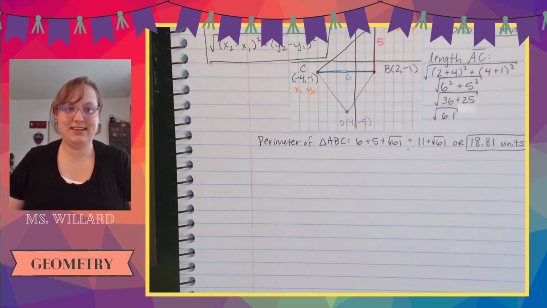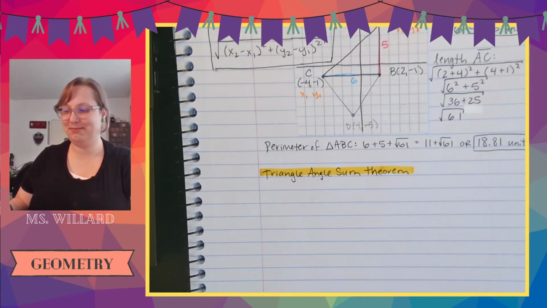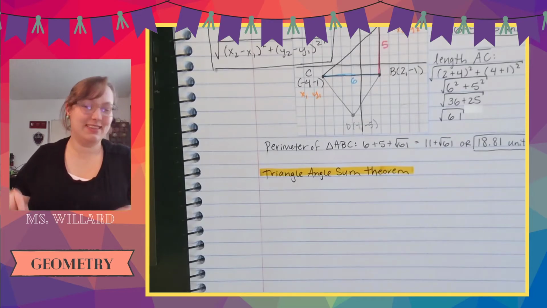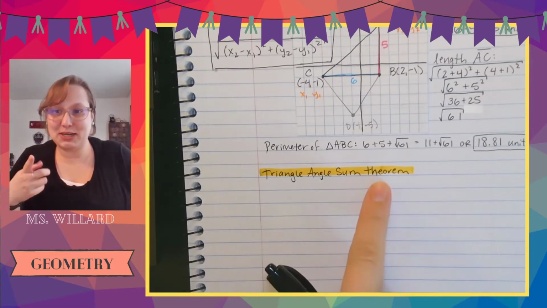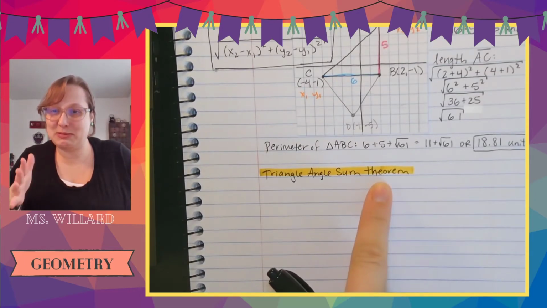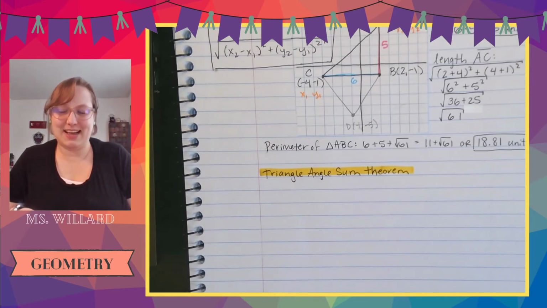Here's the very last thing I have to teach you. It's the triangle angle sum theorem, which, let's talk about the word theorem because we learned the word postulate last time. A theorem is something that has to be proven to be true. I might go on a big rant, we'll see, but let me prove it to you.